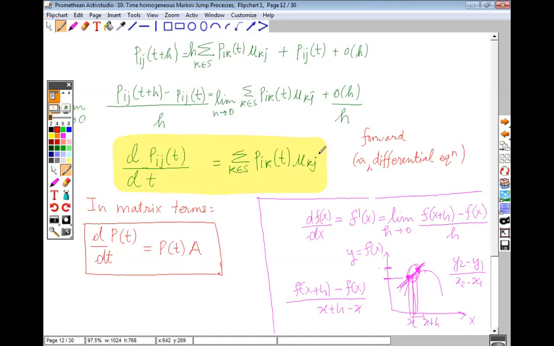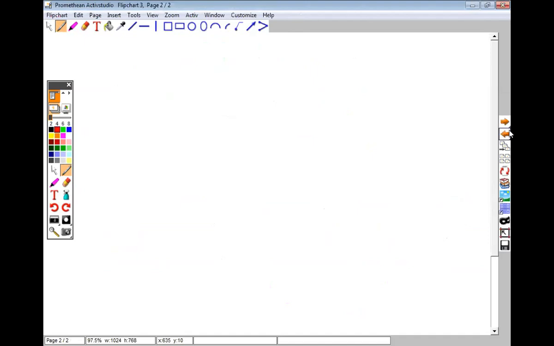So who can tell me what time will you have here? At what time are we making this jump from mu kj? So what does this denote? At what time are we making this jump? Anyone? Let me maybe just draw the timeline again.